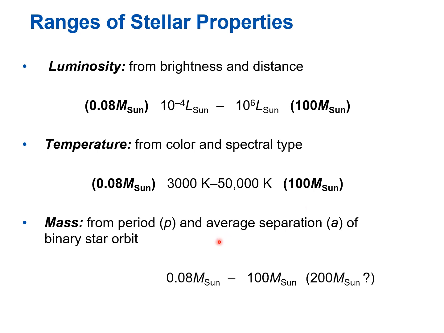We learn the mass of stars from the orbital properties of stars that are in binary orbits. So the period of the stars, how much time it takes them to go around each other, and their average separation. And we have discerned that the lowest mass stars are 0.08 solar masses. The highest mass, we're not sure because high mass stars are rare, so we don't have as much data, but somewhere in the ballpark of about 100 solar masses, maybe as much as 200 solar masses.